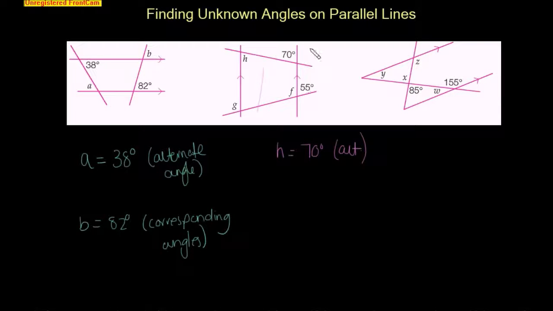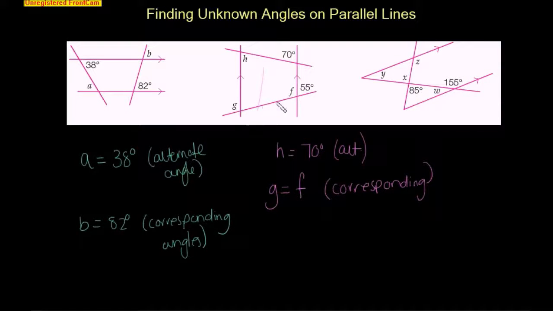Now, first of all, we can't really see any obvious relationships between G and 55. They're not corresponding, they're not alternate, they're not opposite, they're not co-interior. Okay, they're not on a straight line together. So what we're going to need to do is find the value of F first, so we're able to find the value of G. Because if you look at F and G together, G and F are equal because they're corresponding. Okay, they're both to the left of our parallel lines and above the transversal. So if we can find F, then we know what G is.